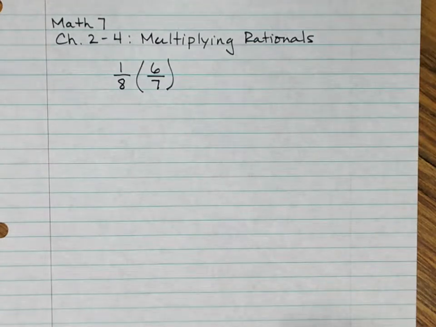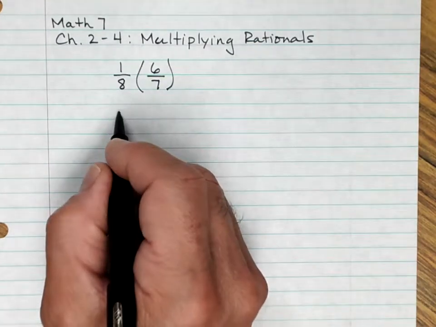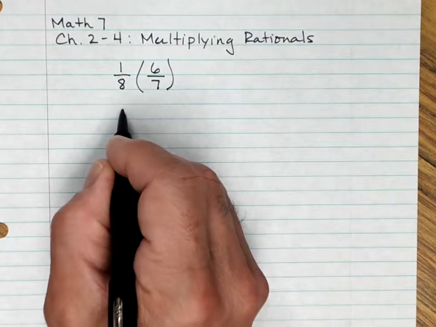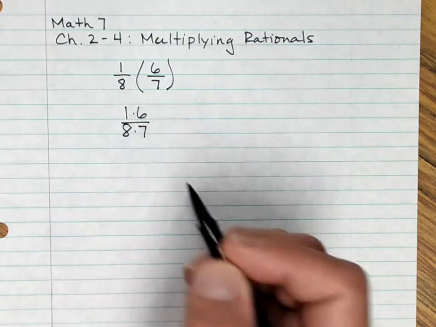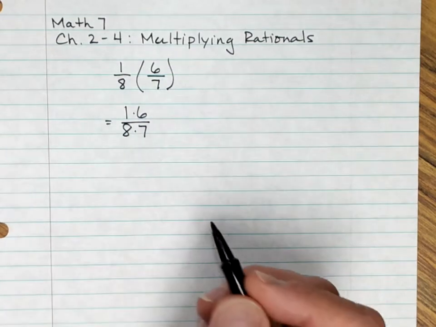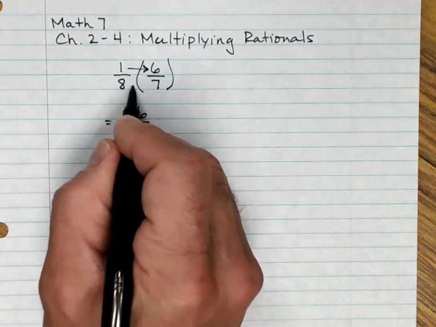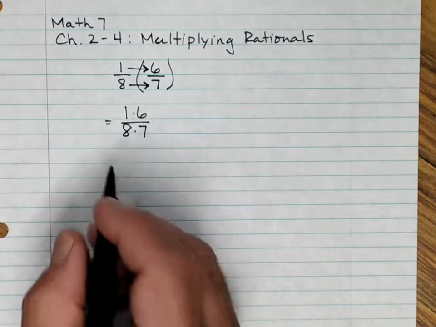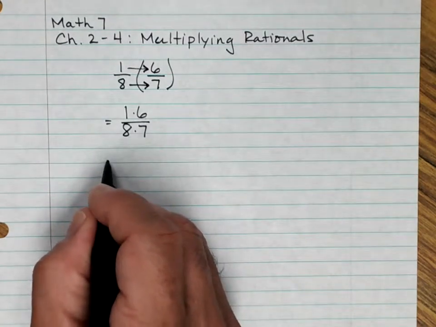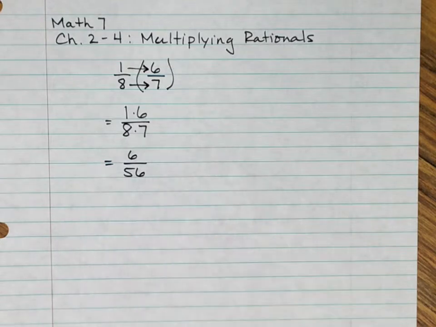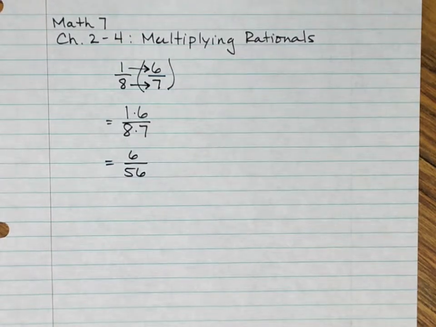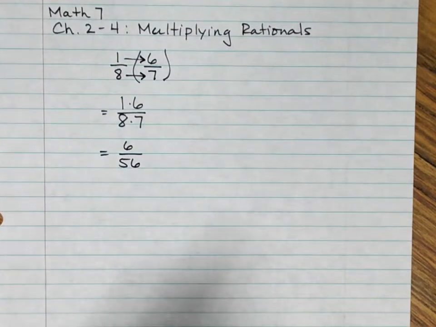There's your straight across multiplying approach. So numerator times numerator, denominator times denominator. And you'll have a product of 6 over 56. But this won't be simplified.